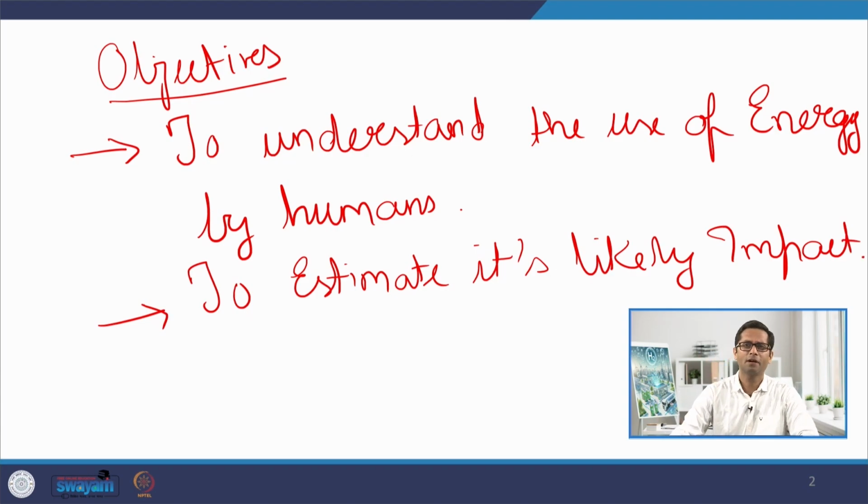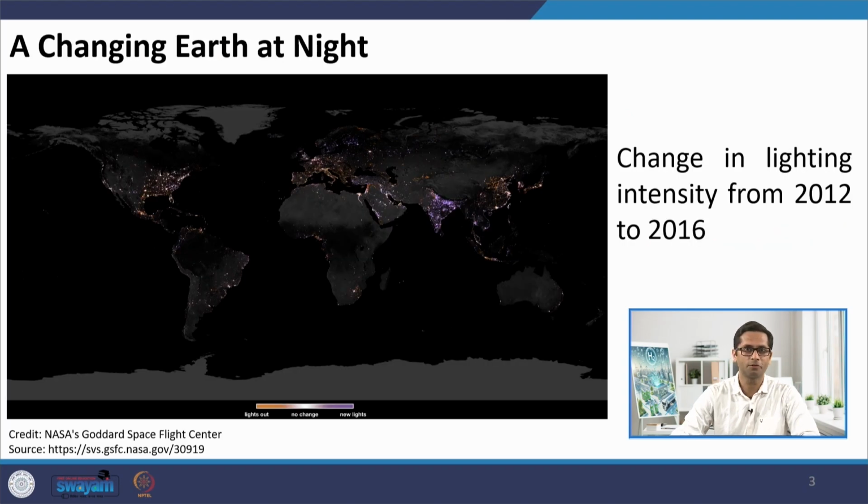So first let us try to have a view of the night sky. I found this interesting picture which was assembled together by NASA, which basically shows you the night sky, clubbing in a lot of pictures together, and it also shows you the transition that has happened between the years 2012 and 2016. Where are the places where the majority of the lights have come up, and there are a few places where lights have dimmed as well. What you see in orange is the lights going off in certain places, and what you see in purple is the new lights that have come up.